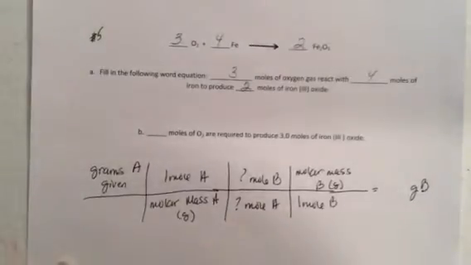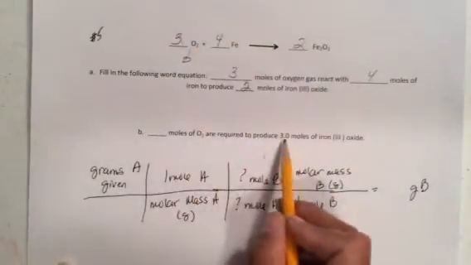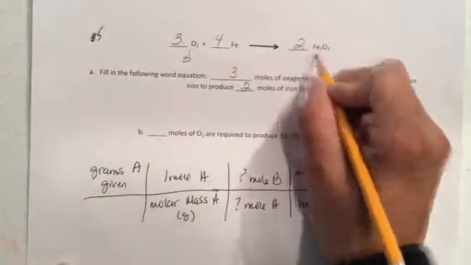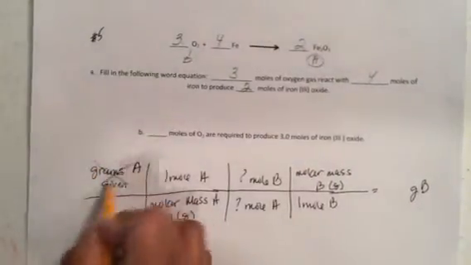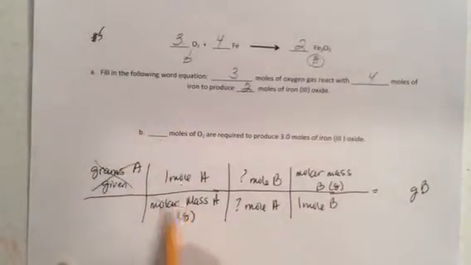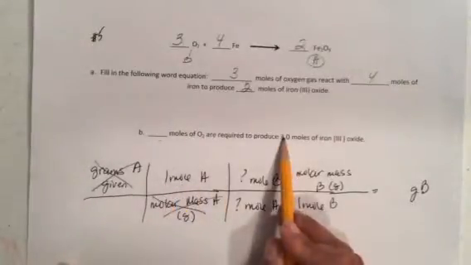That's all that is. Next, we want to know how many moles of oxygen, so that's my B, are required to produce 3 moles of iron(III) oxide. So I'm going to put A here because that's what I know. I'm not starting here. I was not given grams. I was given moles. So I'm going to start here on my picket fence, and instead of putting 1 mole, I'm going to put the moles given to me.